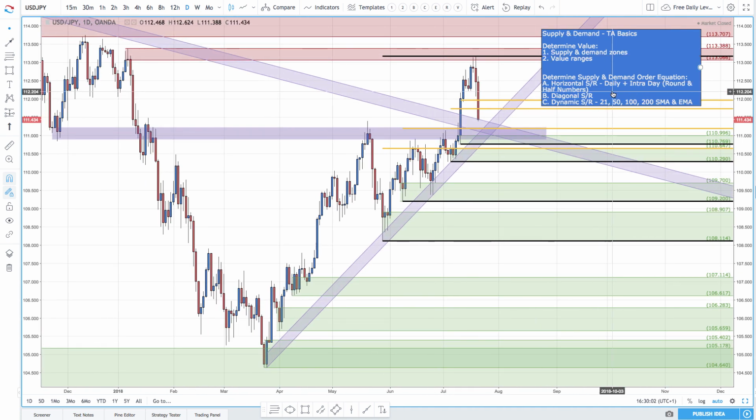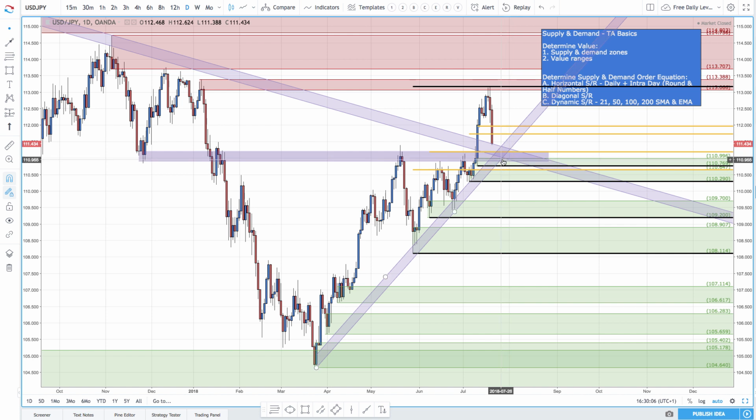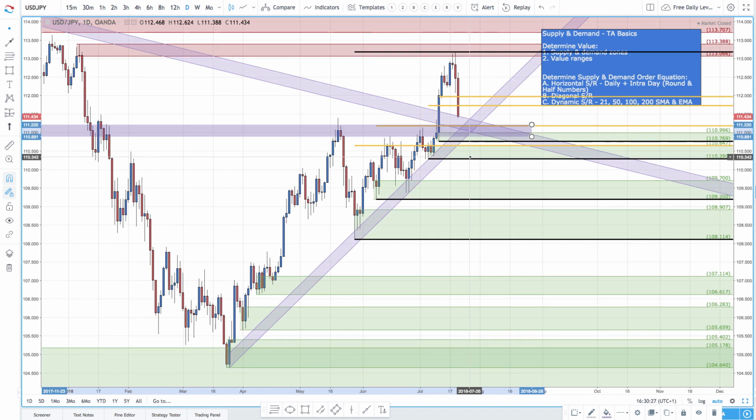Now, with the supply and demand order equation, what I'm looking for is where other traders are looking to buy and sell, where they're looking to take profit, and so on and so forth. And the common one is going to be the horizontal support and resistance. So we have support here, support with resistance here, a bit of resistance as well. And then traders are going to be looking at this area as a level of potential support.